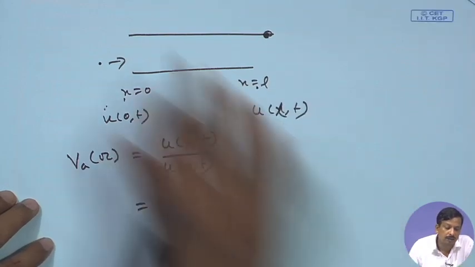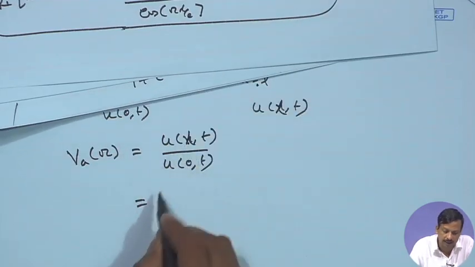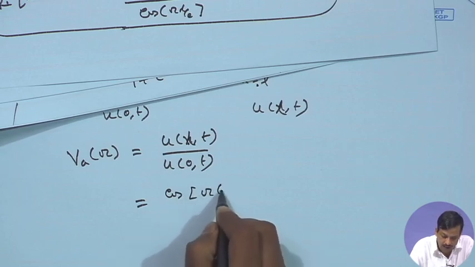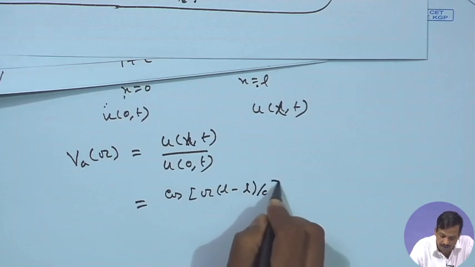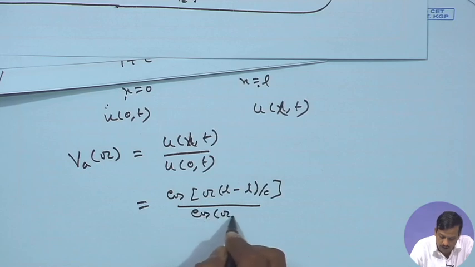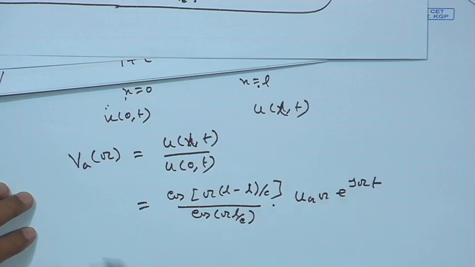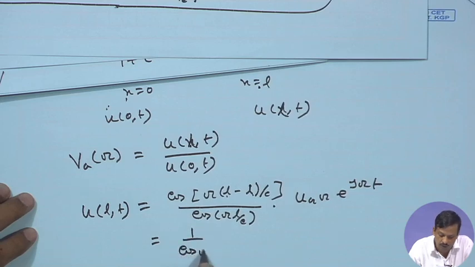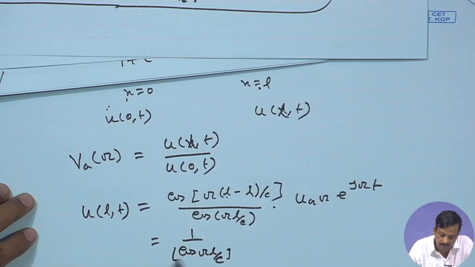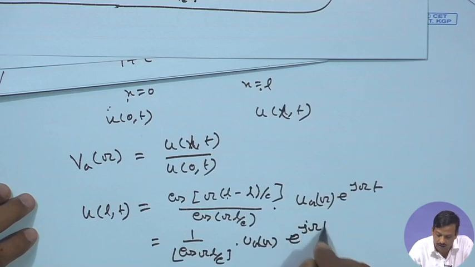Okay. So, what is that? Now, if I see that u is equal to cos omega (L minus x) by c, then at x equal to L, it is cos omega (L minus L) by c divided by cos omega L by c into U_g omega e to the power j omega t, which is nothing but u_L t. So, L minus L is 0, so it is nothing but 1 by cos omega L by c into U_g omega e to the power j omega t.